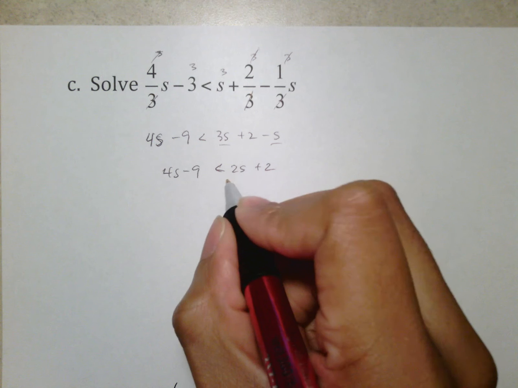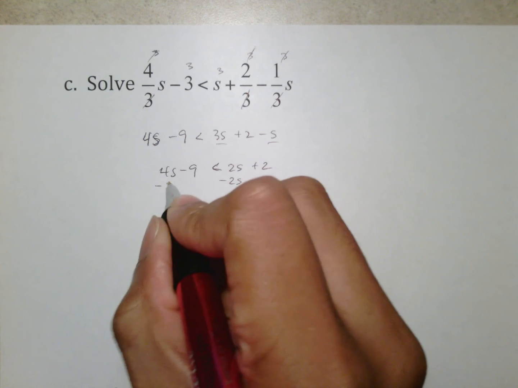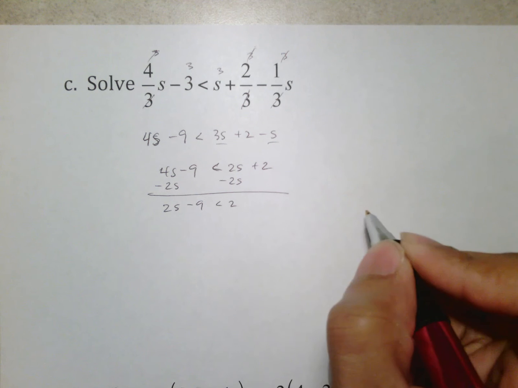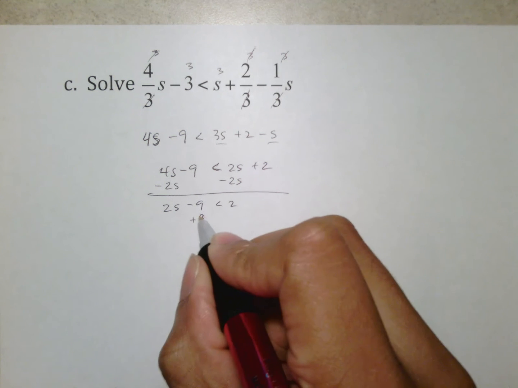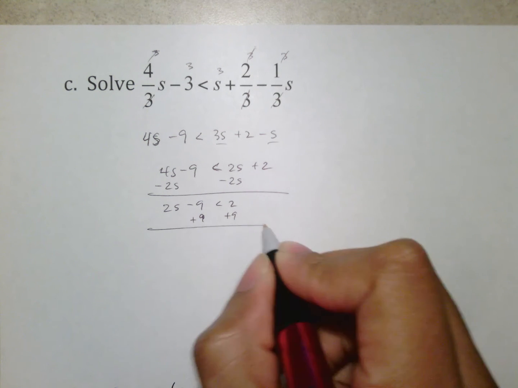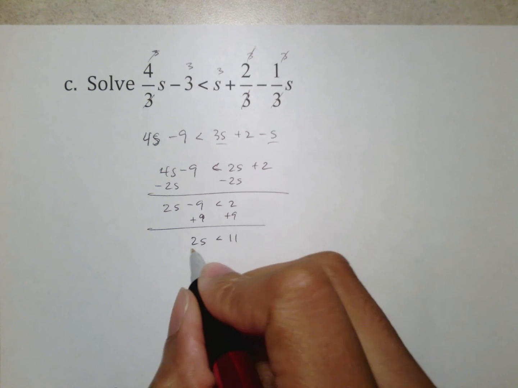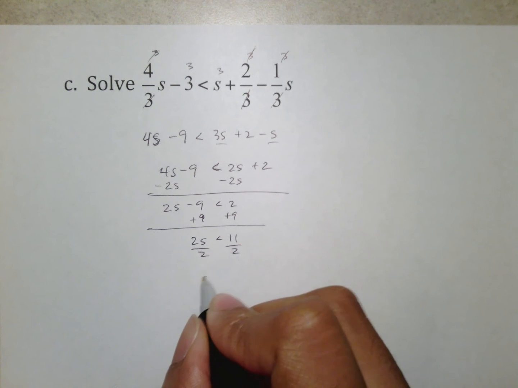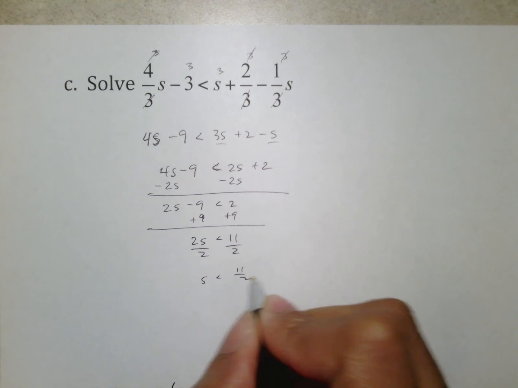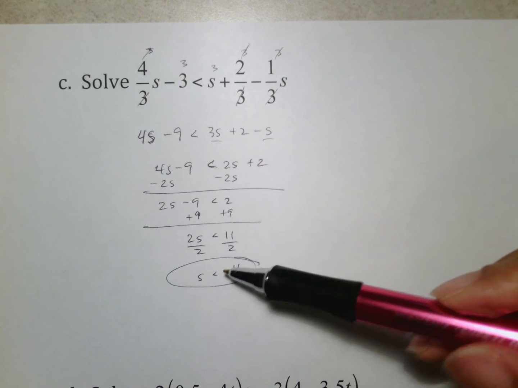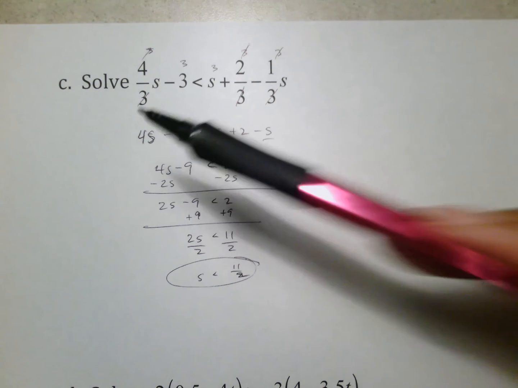And now that everything is simplified, we solve as usual. Move the smaller variable over. Move the number by adding it or using its opposite. Since that was negative, we use a positive, so 2s is less than 11. And then divide by 2. Getting s is less than 11 over 2. Now, of course, if we were going to solve this, it would be an open circle pointing to the left, but this just says solve.